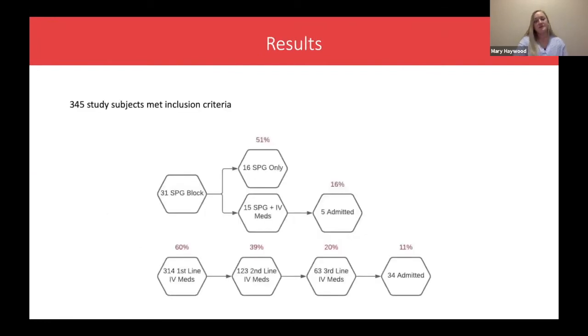So 345 study subjects met our inclusion criteria. 31 subjects received the SPG block, with 50% of those only needing the SPG block and did not need to be converted to step 1 IV therapies. And that's compared to 60% of the IV medications only needing step 1. Of note, there's some discrepancy in the numbers because we went back before we even started offering the SPG block to get some baseline data.